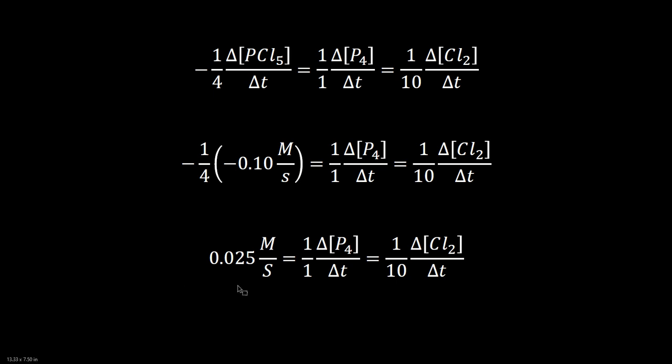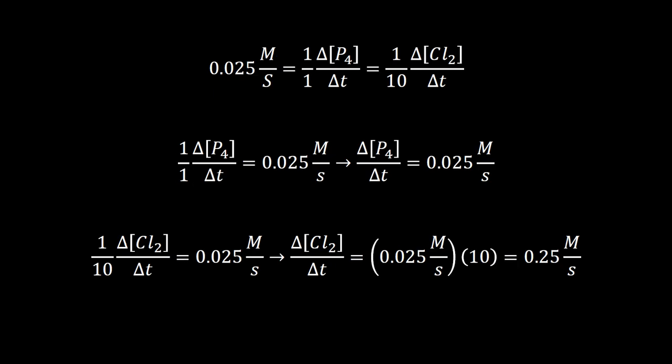And that is set equal to the rate of change of P4 times its reciprocal fraction, which would also be equal to the rate of change of Cl2 and its reciprocal fraction. Now, to find the rates of change of P4 and Cl2, it's just a little bit of multiplication. Getting P4 over T by itself, well, since it was just multiplied by 1/1, that just means that the rate of change of P4 is 0.025 molars per second.